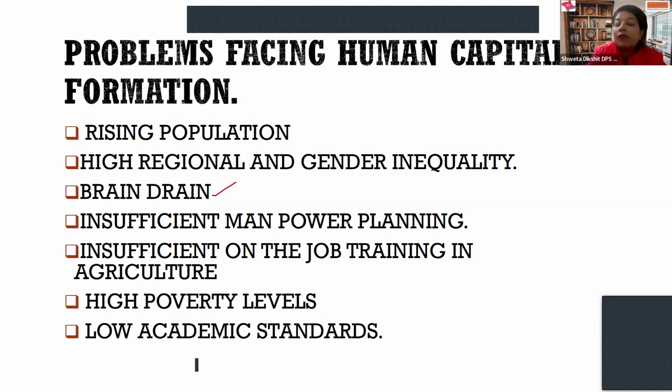Then there is lack of manpower planning, of course. That's because of poor administration and sometimes political reasons. It is also seen that we are highly dependent on agriculture. Still more than 50% of our population is dependent on agriculture, but the farmers are not that trained. There is no formal training or formal education for them. We can also see that the poverty level in India is still very high because of high poverty.